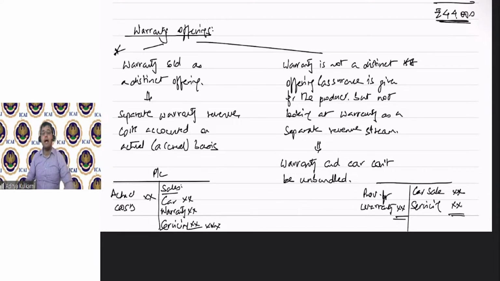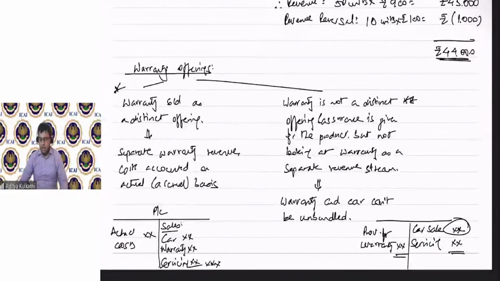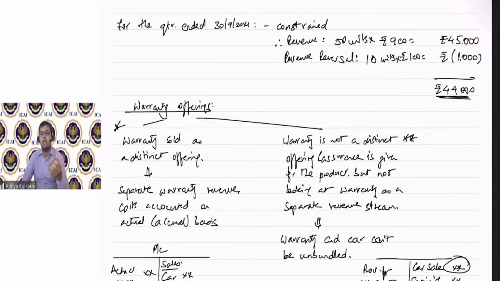Why will it come here, sir? It will come, because the car sale includes your warranty here. And because the car sale includes your warranty, the provision for warranty expense has to be recognized separately. And later on, the actual expenses will be met out of that provision for warranty, which you are creating each and every year.